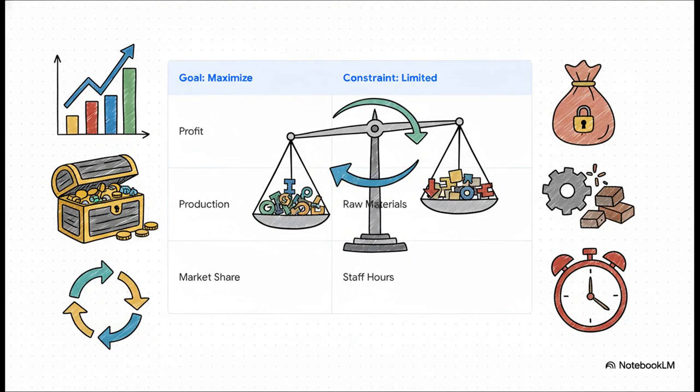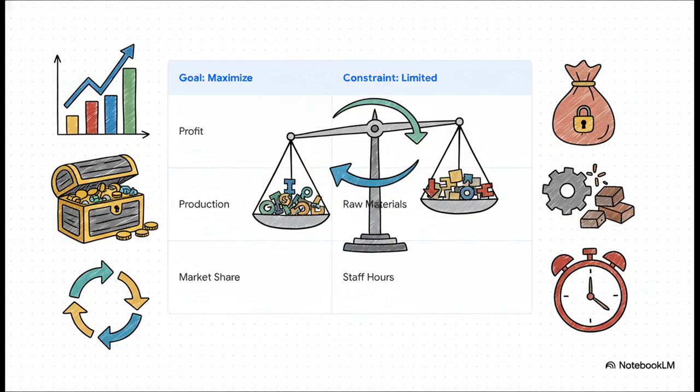Now, this table here visualizes that puzzle perfectly. It's all a balancing act. On the left, you've got what we formally call the objective function. That's just a fancy term for your goal, the thing you want to maximize. It could be profit, it could be how many units you produce, or maybe it's your market share.